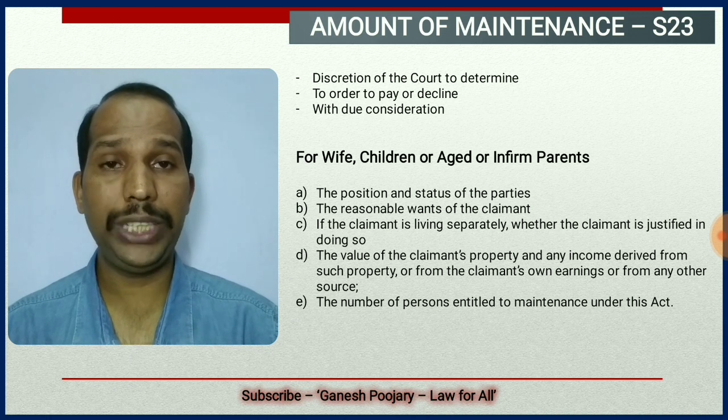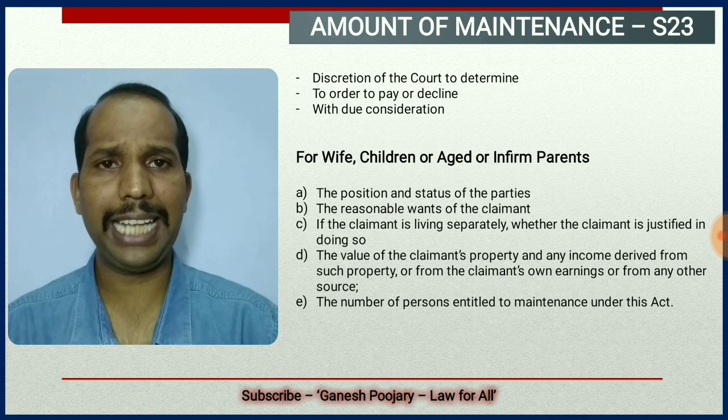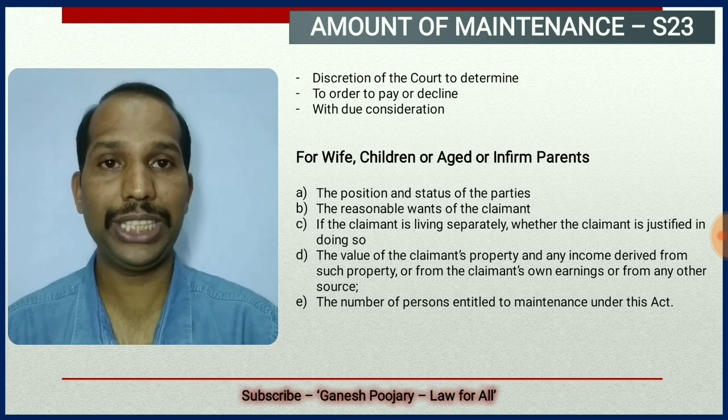Court has a discretion to declare or decline maintenance after giving due consideration to both the parties. Now, while giving maintenance to wives, children or parents, it will see the position and status of both the parties, and it will also see what are the major requirement or basic requirement of the applicant. It will also see if applicant is already living separately, whether he or she has reasonable ground to do so, and it will also check whether applicant has some property or some other source which is already sufficient to maintain himself or herself. In that case, it will give the judgment accordingly, and it will also check how many dependents are there. All this will happen when it comes to maintenance of wives, children and parents.